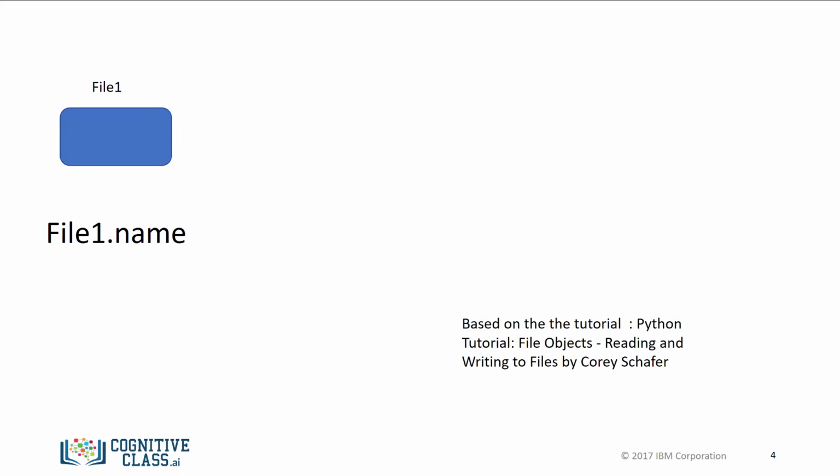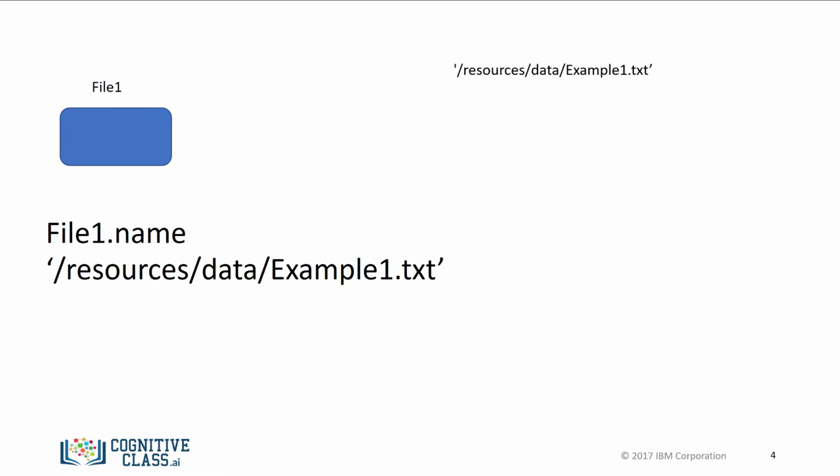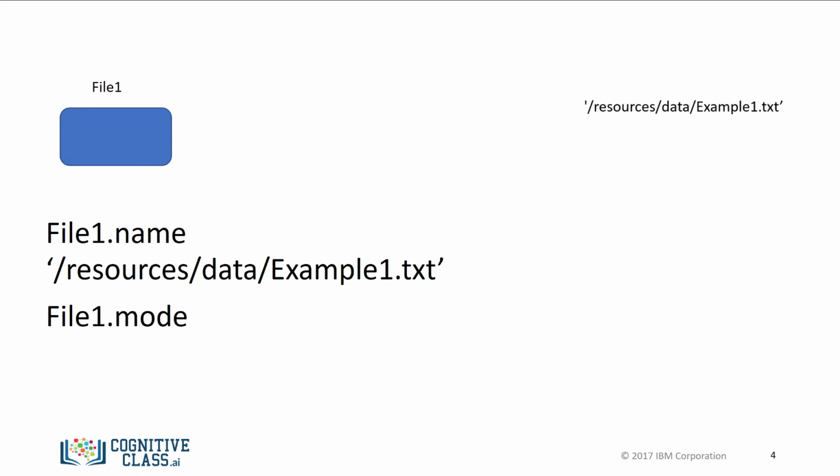We can now use the file object to obtain information about the file. We can use the data attribute name to get the name of the file. The result is a string that contains the name of the file. We can see what mode the object is in using the data attribute mode, and R is shown representing read. You should always close the file object using the method close.